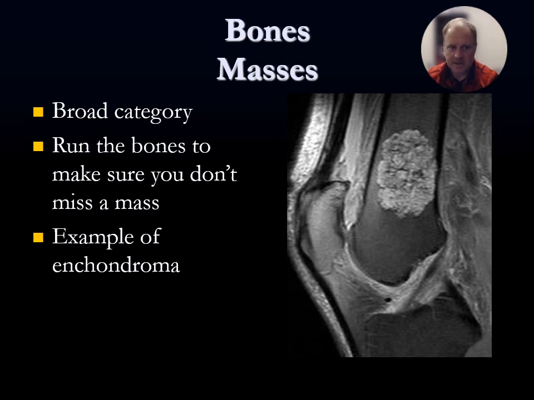Masses, this is a broad category. I would recommend just doing one more run through the bones just to make sure you don't miss a mass or any other finding in the bone marrow itself. Here's an example of a cartilage-based mass, which is an enchondroma, a geographic, well-circumscribed lesion with chondroid features.